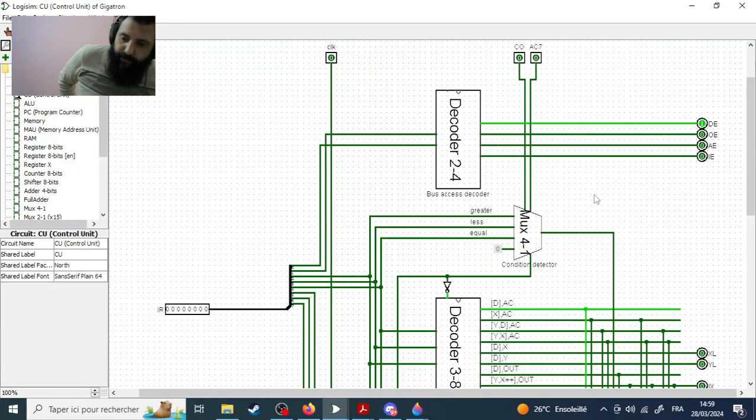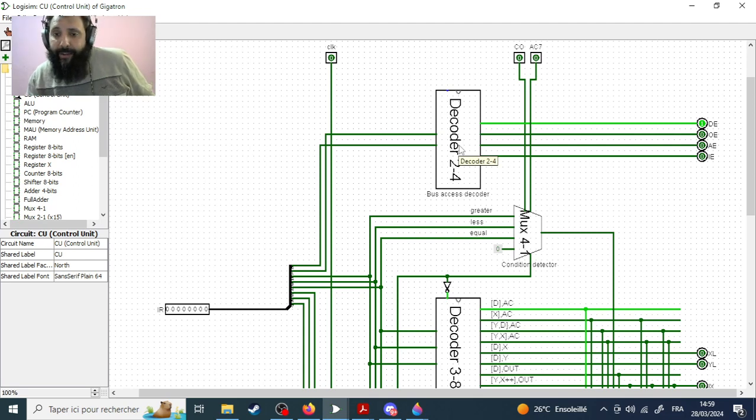I know you know how the multiplexer works. Can you explain to me how a decoder works? The multiplexer is easy. Can you explain the multiplexer just to be sure? Do you really understand how a multiplexer works?